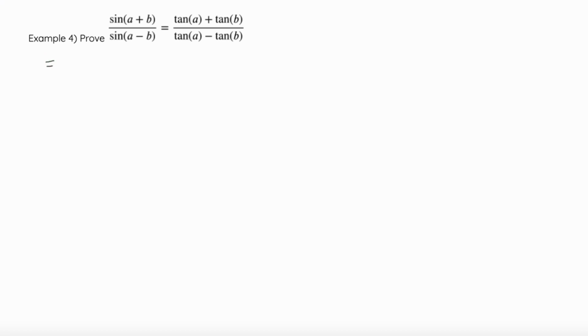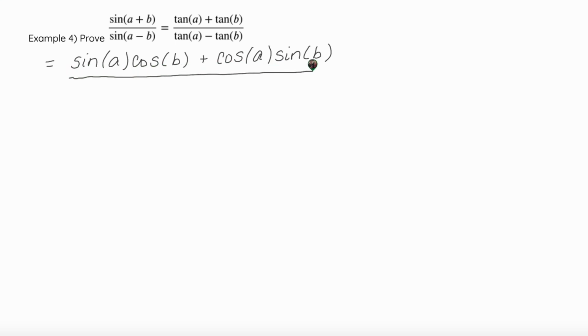This then gives us sine of a times cosine of b plus cosine of a times sine of b, all over the difference of sine. So sine of a times cosine of b minus cosine of a times sine of b.